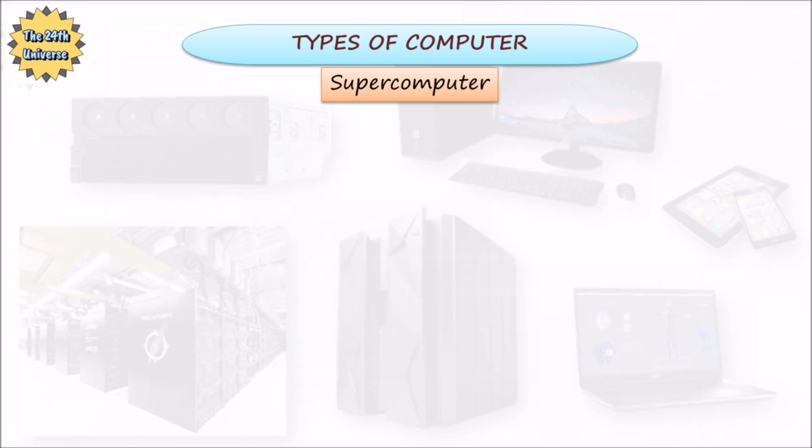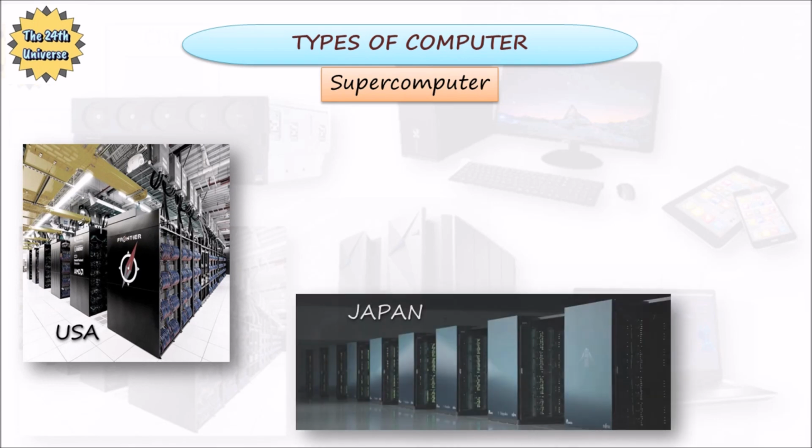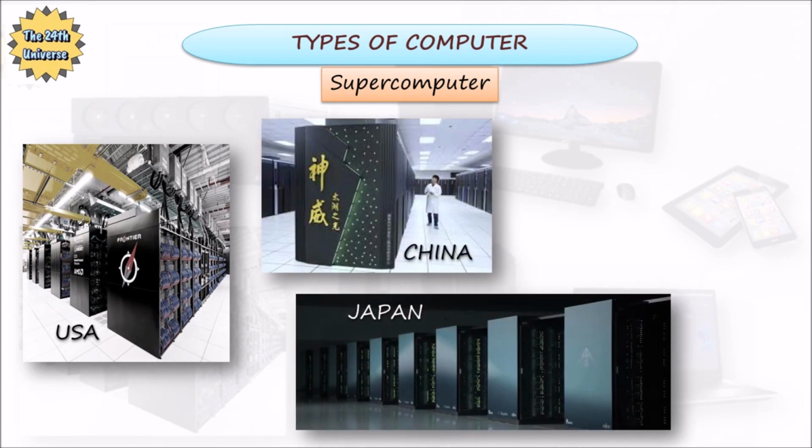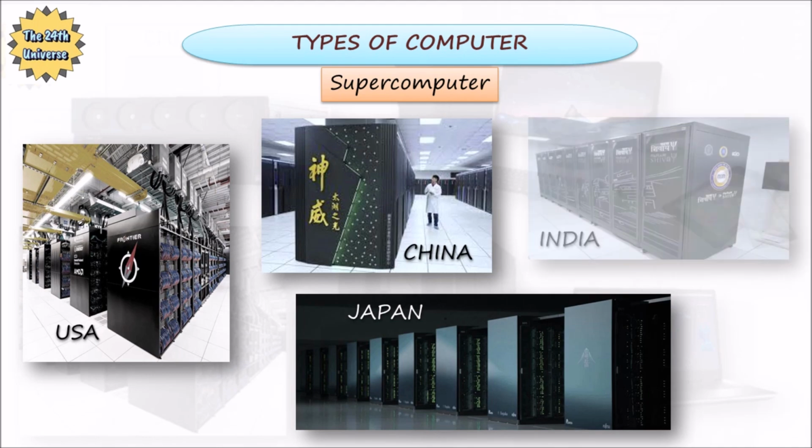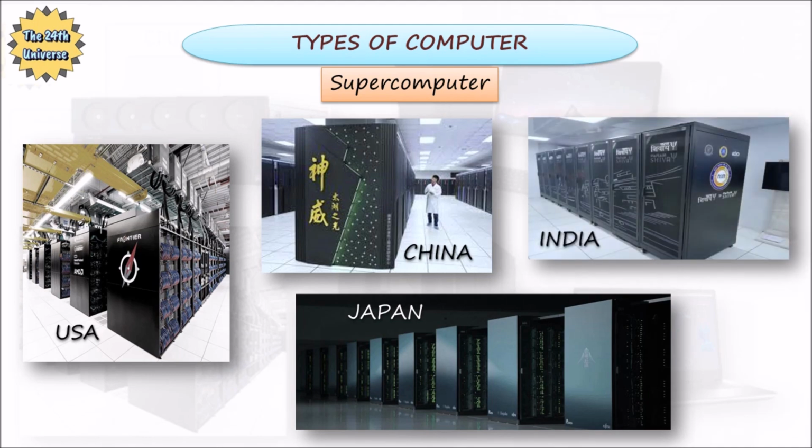Supercomputer processing speeds are measured in floating point operations per second, or flops. Examples include Frontier of USA, Fugaku of Japan, Sunway TaihuLight of China, Param Supercomputer of India, etc.